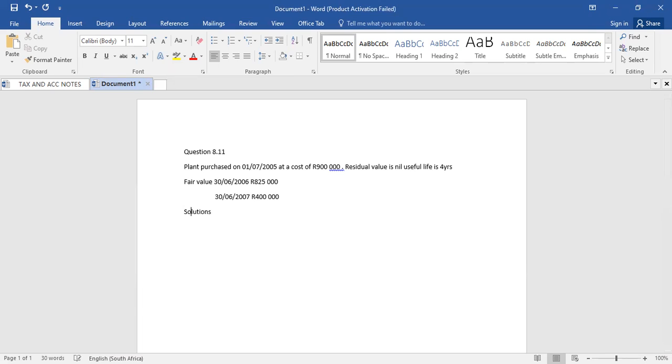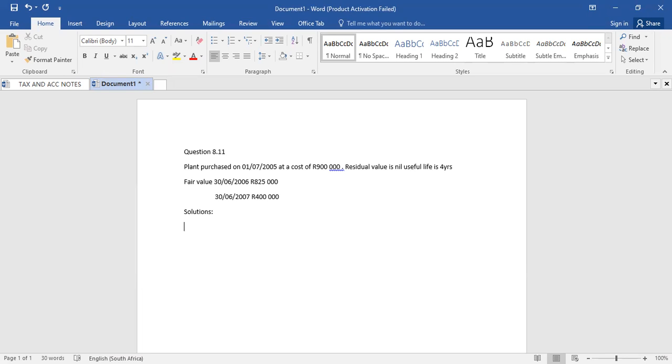Remember, when you work with fair value, you must make sure you follow 4 steps. As I'm saying, the company's financial year starts on 1 July and ends on 30 June. So the first year starts on 1 July 2005 and ends on 30 June 2006. The second starts on 1 July 2006 and ends on 30 June 2007.